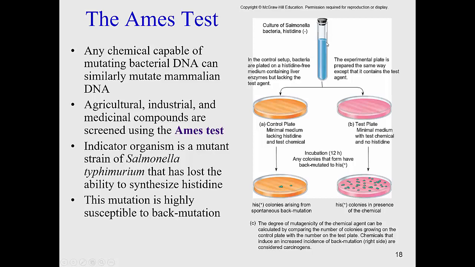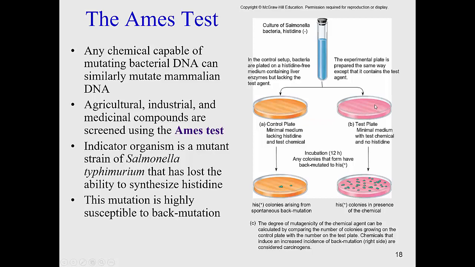You start with a culture of this mutant Salmonella strain that cannot make histidine, and you take agar plates. These have very special media in them. They're called minimal media, and the minimal media has no histidine in it. So it has everything else that the bacteria can use for growth and cell division and for making colonies, but it does not have histidine.